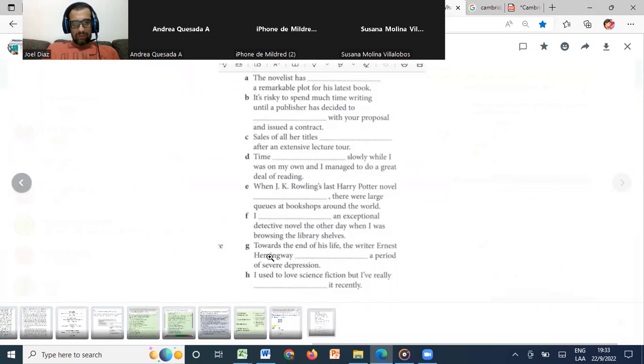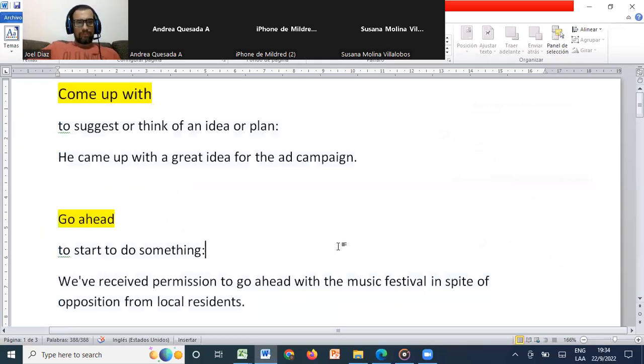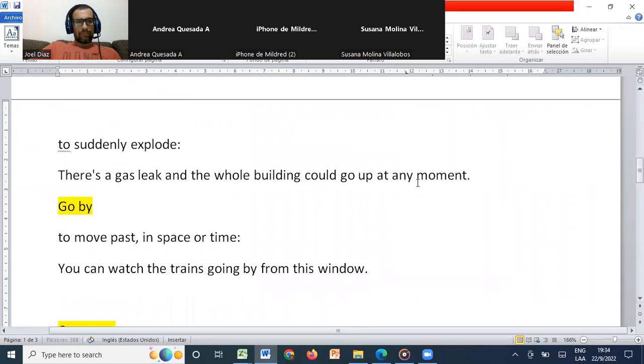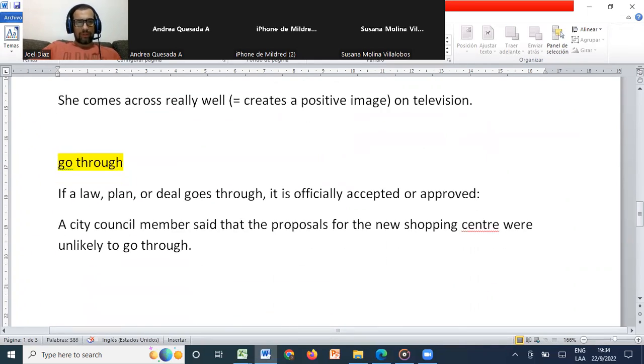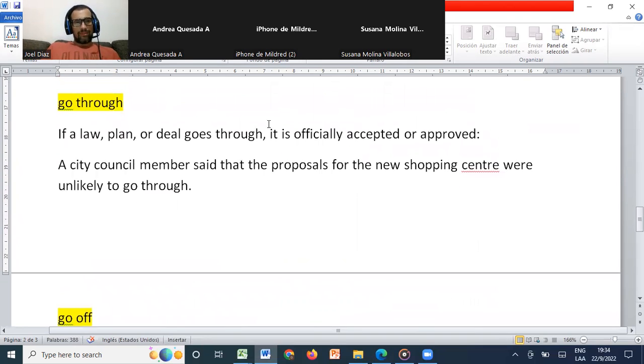Yes, I just went through and gone off, but the meanings that we were studying are different, I think, from the use of this sentence. Remember that. Go through. Maybe we can go back here. So go through is if a law, plan or deal goes through, it is officially accepted or approved. Yeah, you're right. This one. Maybe it has another meaning.